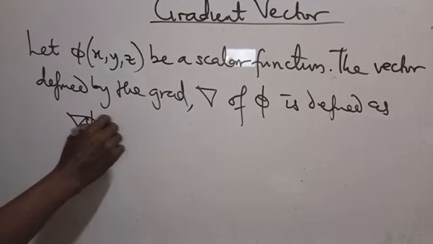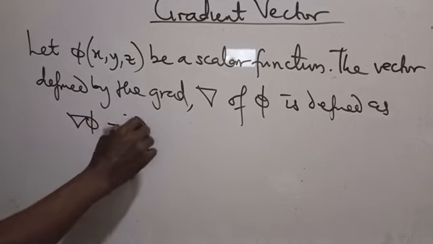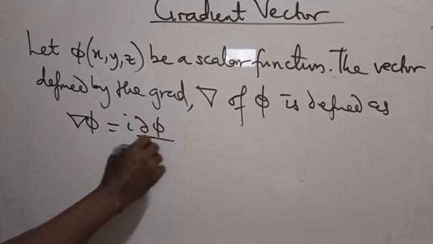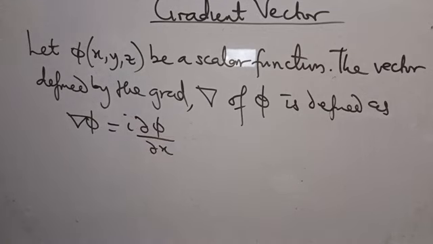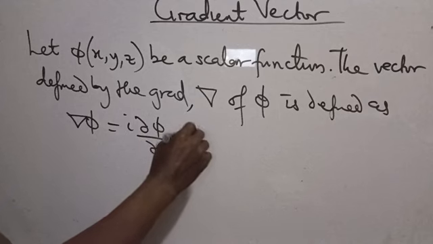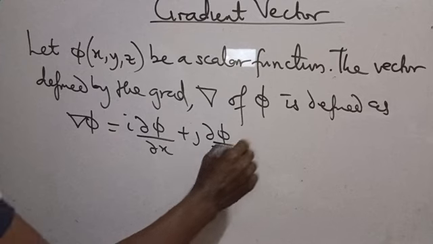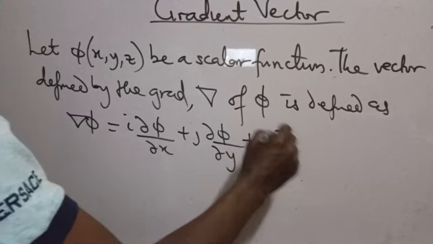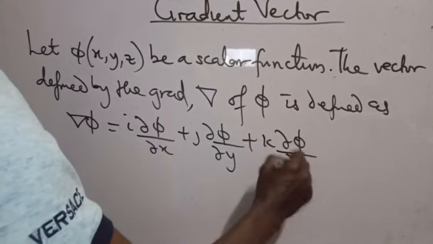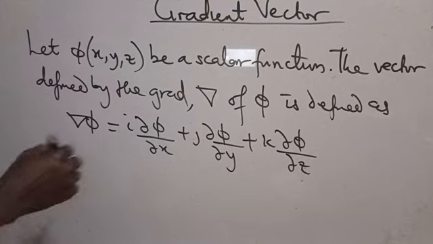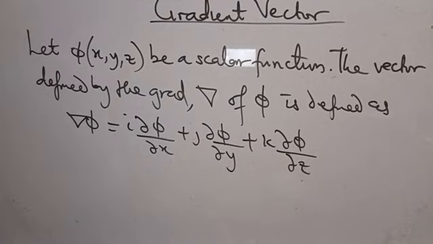Grad phi is equal to i partial derivative of phi with respect to x, plus j partial derivative with respect to y, plus k partial derivative with respect to z. So this is the mathematical formula for grad of phi. It is usually defined on a scalar function.